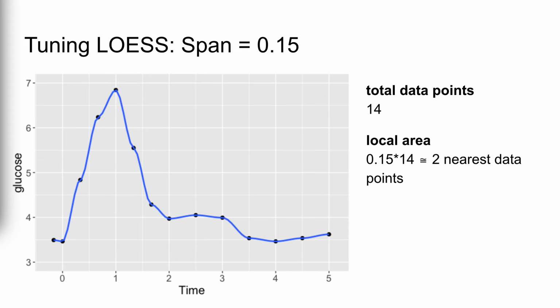Let's start with a small span of 0.15. Recall that we have 14 total data points in our dataset. Thus, when predicting glucose at any time point, the local regression model will use only 15%, or 2, of these data points. This is a really small window. Not surprisingly then, by giving all influence to just the 2 nearest data points, our model appears overfit to our sample data. The resulting LOESS basically just connects the dots, picking up the local noise that we don't expect to translate to every person.